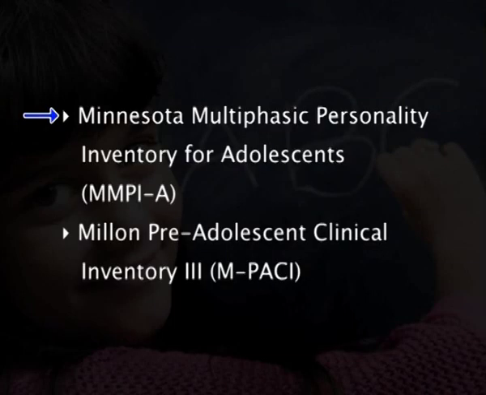The results of these tests can help determine a child's personality strengths and weaknesses, and may identify certain disturbances in personality or psychopathology. Tests such as the Minnesota Multiphasic Personality Inventory for Adolescents, that is MMPI-A, and the Millon Pre-Adolescent Clinical Inventory 3, that is M-PACI, are used to screen children for specific psychopathologies or emotional problems.